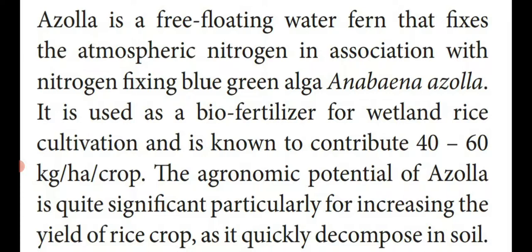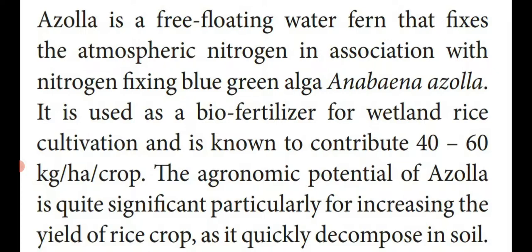That plant is called a free floating water fern. It is a pteridophytic plant, azolla. This azolla contains the bacteria known as Anabaena azollae. Blue-green algae means cyanobacteria. Blue-green alga is known as Anabaena azollae. This Anabaena azollae fixes the atmospheric nitrogen in wetland rice cultivation and also increases the crop production by up to 40 to 60 kg per acre.